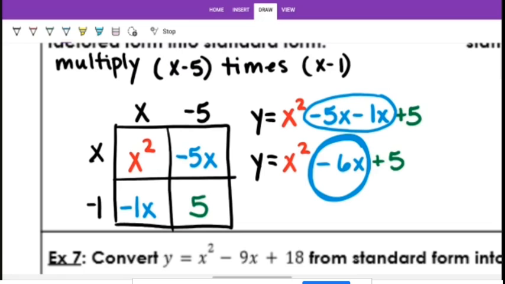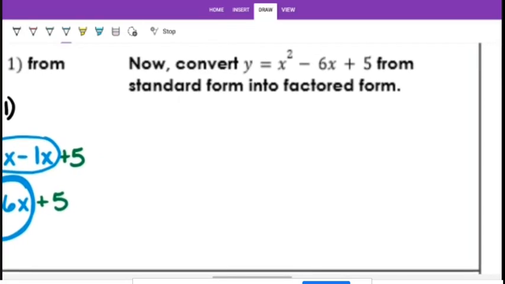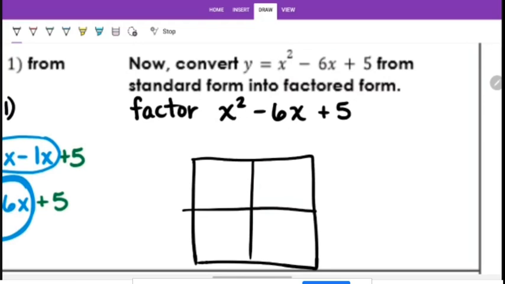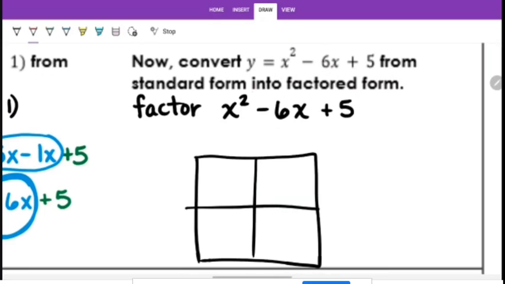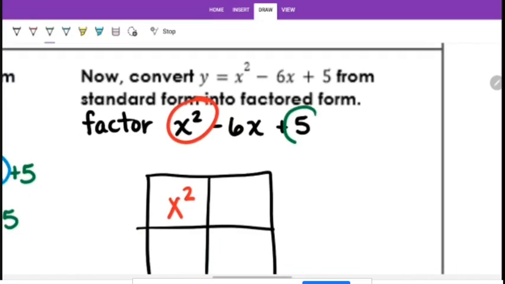Let's see if we can model the reverse logic over here on the right by factoring x squared minus 6x plus 5. So that's our goal. We're going to factor x squared minus 6x plus 5. And I'm going to use a generic rectangle. We're going to put the x squared in the top left, and we're going to put positive 5 in the bottom right.